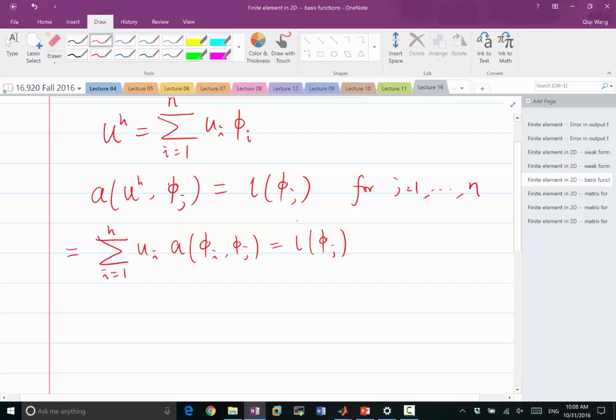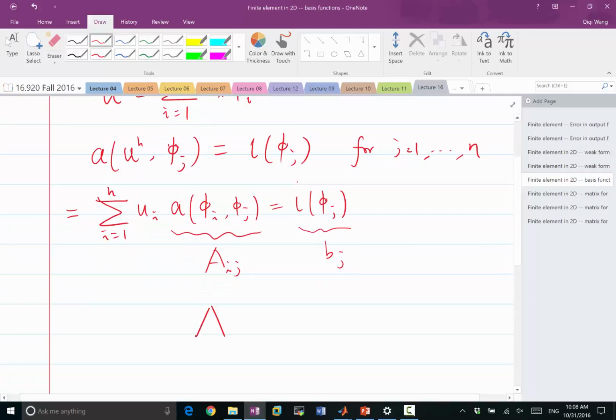So then our task is to evaluate this and call this A_ij, and evaluate this and call this B_j. Then what I get is the matrix A times my solution u_1 to u_n is going to be equal to the vector B. That allows me to solve for the linear combination coefficients u_i, which turns out to be the height of these basis functions. Right? Questions so far?